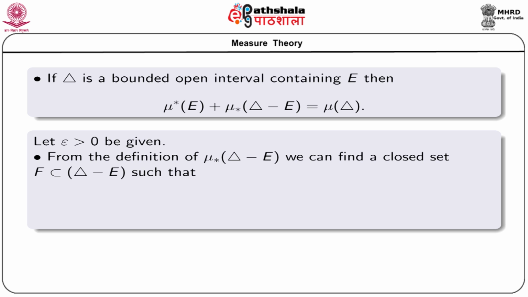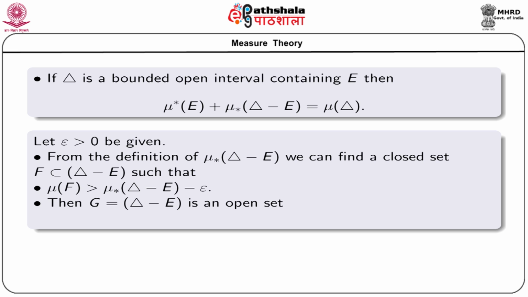Now, from the definition of the inner measure of delta minus E, we can find a closed set F subset of delta minus E, which has the property that mu of F is greater than mu lower star of delta minus E minus epsilon. Then G equal to delta minus F is an open set, because delta is already a bounded open interval and F is a closed set. So, their difference is an open set.